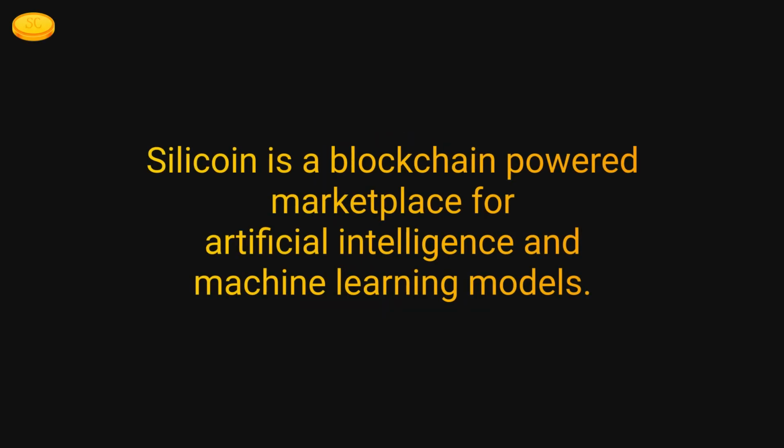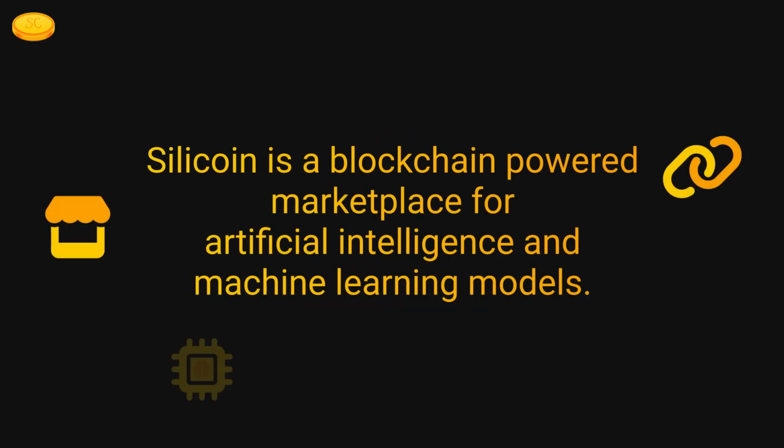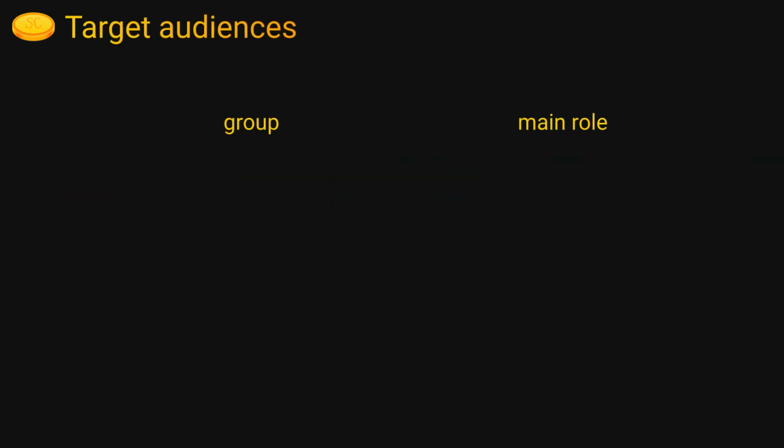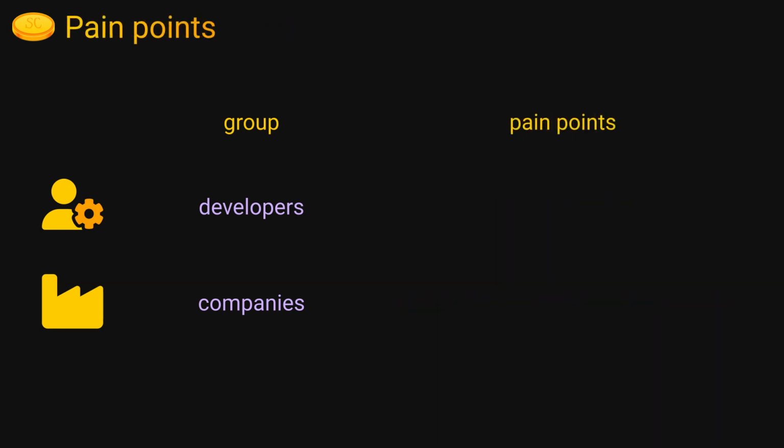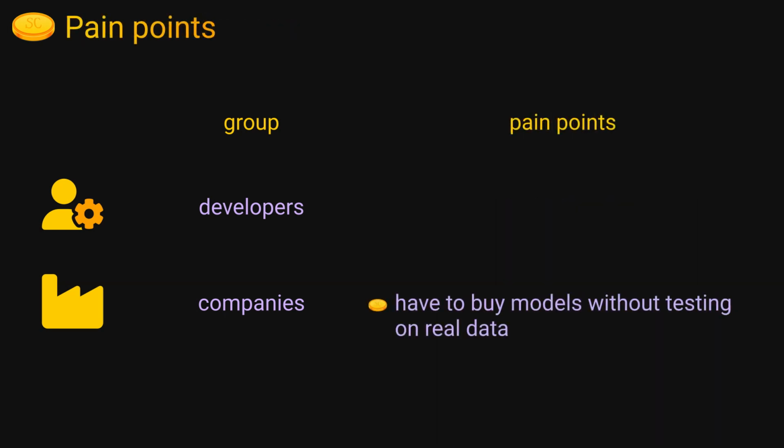Silicoin is a blockchain-powered marketplace for artificial intelligence and machine learning models. Silicoin has two different target audiences: developers and companies who want to use AI models without hiring an AI department. Companies suffer from buying models without a pilot project based on their own data, or paying a lot of money for cloud architecture for using freely available models with easy integration opportunities.